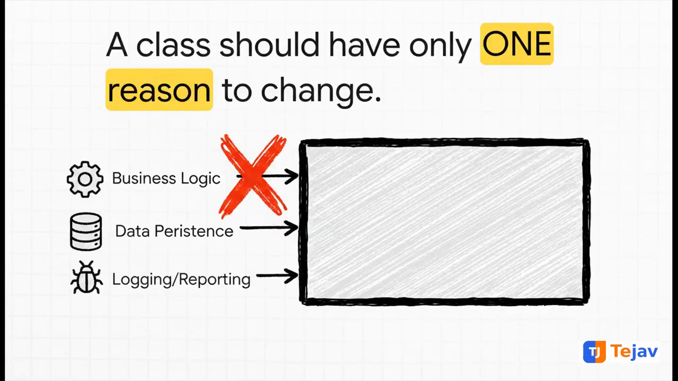And here it is. This is the real test, the thing that actually matters. It's not just about what a class does, it's about why you would have to change it. If you can think of more than one reason you'd have to go in and edit a class, like you have to change some business logic, and you also have to change how errors are logged, then guess what? You're violating the principle. Just remember this mantra. One responsibility means one reason to change.